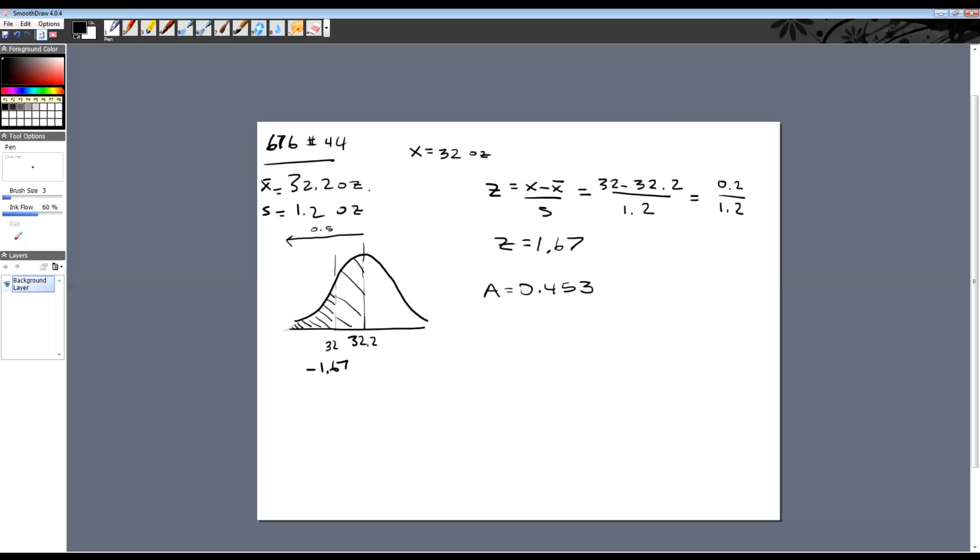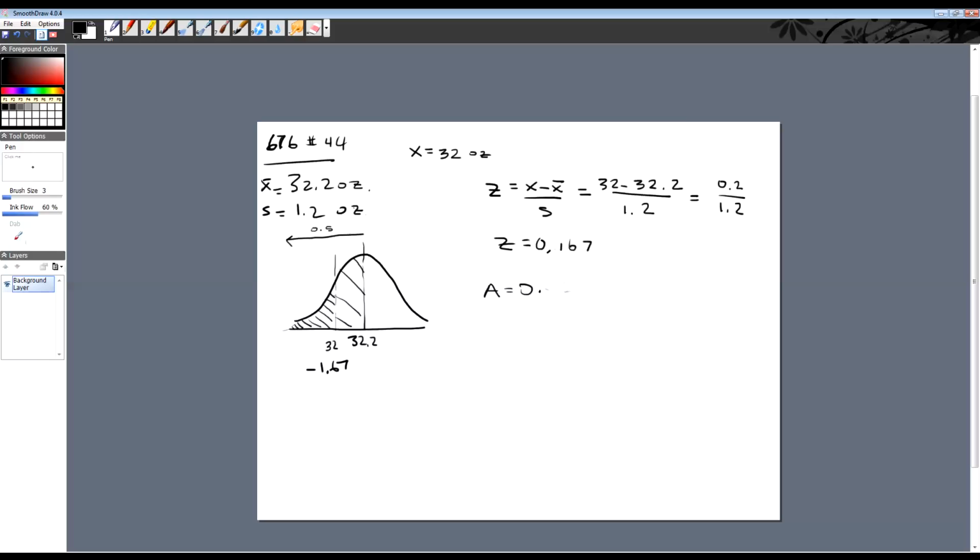I'm sorry. I did the wrong math here. 0.2 divided by 1.2. It's not 1.67, it's 0.167. Everybody makes mistakes. So let's correct this mistake. 0.167. I had the decimal in the wrong place.